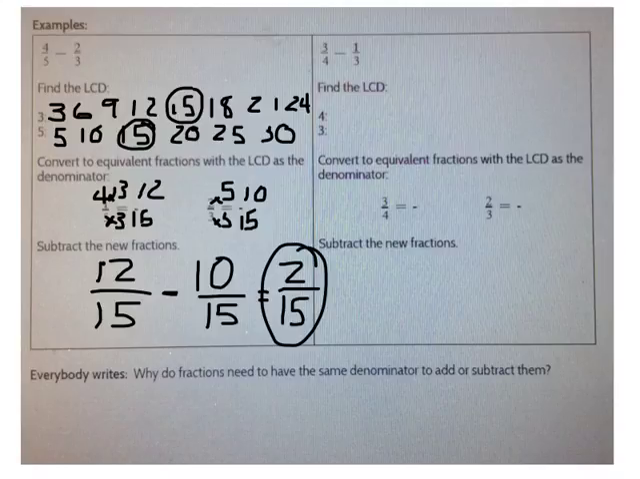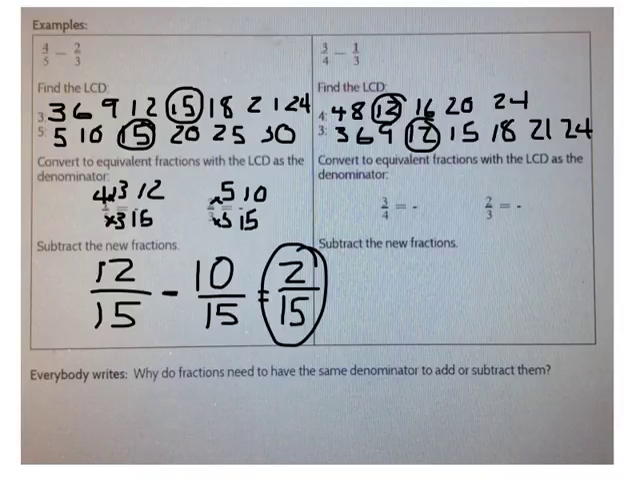Now let's do another. 3/4 minus 1/3. First, I need to find the least common denominator. Do that now. List your 4s and your 3s, and circle the smallest number that's on both lists. 12 is the least common denominator. It's the smallest number on both lists. Now we have to convert each fraction to an equivalent fraction with a denominator of 12. There's one more typo. Go ahead and change 2/3 so that it says 1/3.